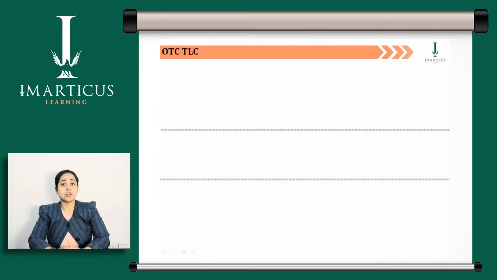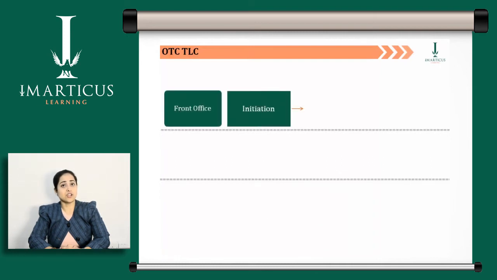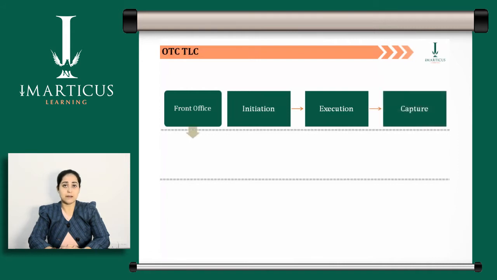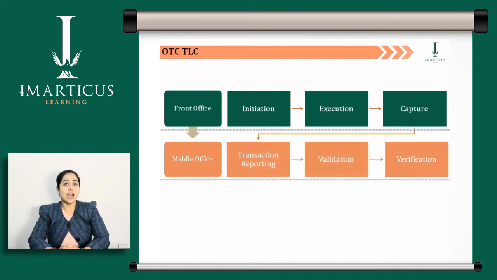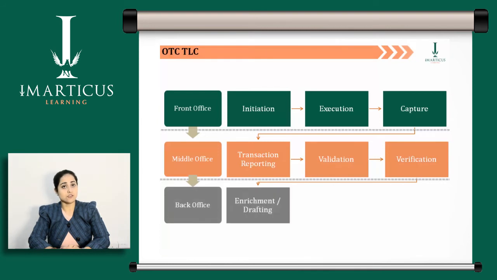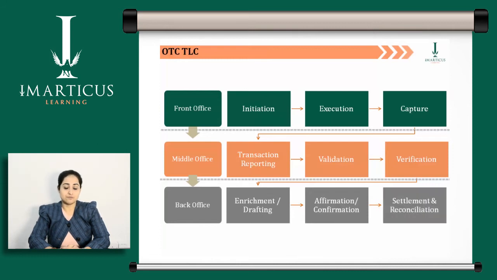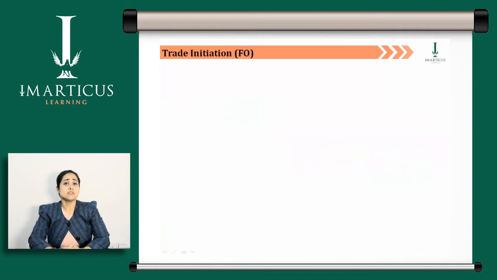Once we have completed pre-trading requirements, we are then ready to get on the trade life cycle. There are multiple stages in a typical trade life cycle. Firstly, the front office conducts steps such as trade initiation, execution, and capture. Then the middle office performs transaction reporting, validation, and verification. And finally, the back office performs activities such as enrichment or drafting, confirmation or affirmation, and settlement and reconciliation. Bear in mind that this classification is indicative and can sometimes differ as per bank structure and process.